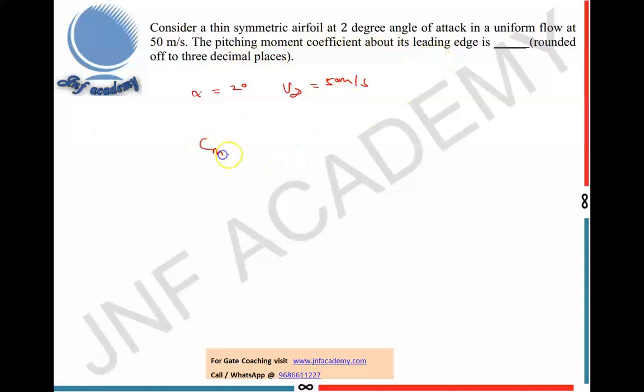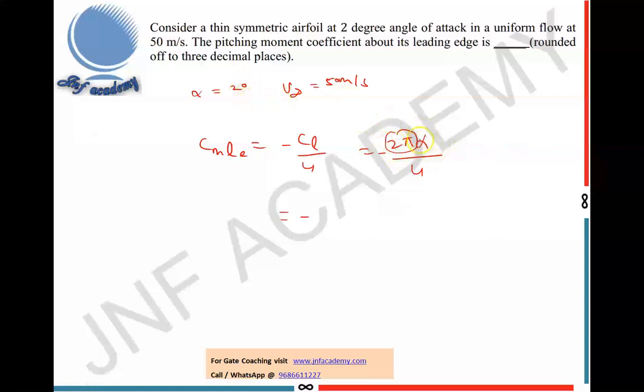So C_M,LE is equal to minus C_L by 4. That's the formula. Instead of C_L, they have given alpha. So the relation between C_L and alpha, from thin airfoil theory, is C_L equals 2 pi alpha, divided by 4, and minus will be there. But 2 pi is in radians, right? 2 pi is per radian, the lift curve slope. Alpha is given in degrees.